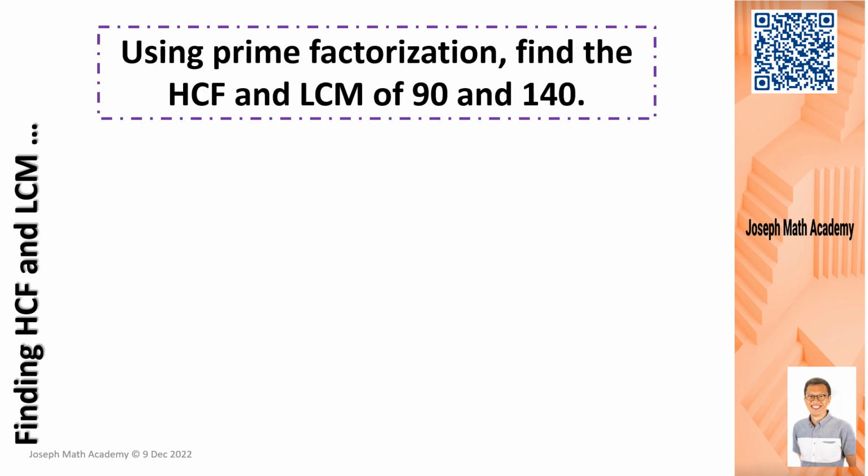Now, today I'm going to share with you how to use prime factorization to find the HCF and LCM of 90 and 140. Let's do a quick recap of how to find the prime factors of 90 and 140 using repeated division. Let's do 90 first.